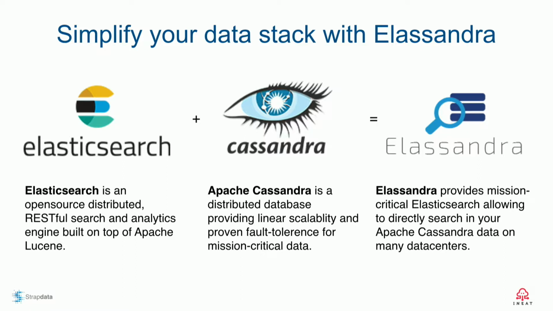So with Elassandra, you still have the Elasticsearch API, all the search features and aggregations and so on. And you keep Cassandra features. You have cross data center replication, the ability to repair your data, and you also have linear scalability. That means that you can add nodes and nodes to scale out your cluster.